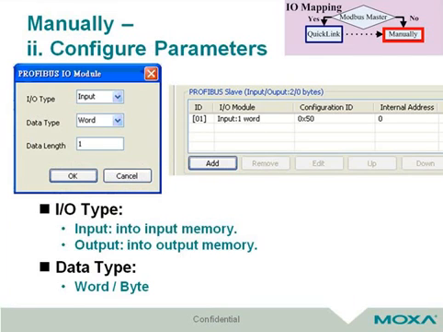Then, the Profibus I/O module dialog box will pop up. And next, you just need to adjust the I/O type, data type, and the data length. Click the OK button. So now, one I/O module is added.